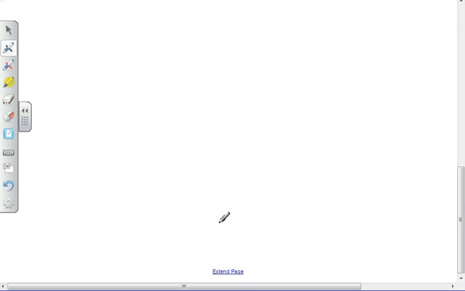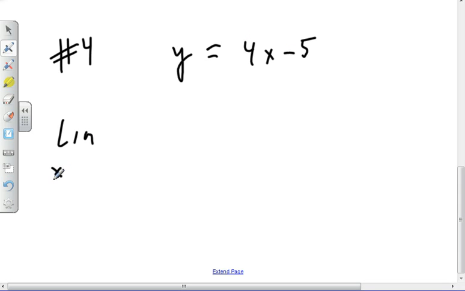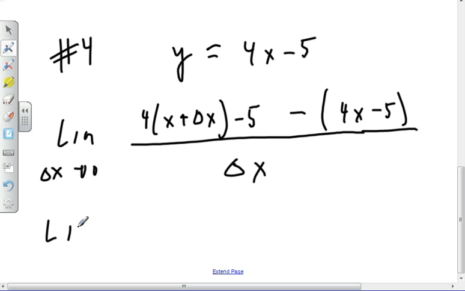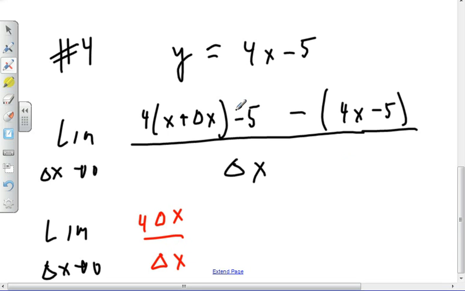And now I'm going to do number 4. And so I have y is equal to 4x minus 5. And I'm going to say limit as delta x goes to 0 of y at x plus delta x, 4 times x plus delta x minus 5, minus 4x minus 5, divided by delta x. Limit as delta x goes to 0, and now I've got a 4x, I got a minus 4x, they go away. I got a minus 5, I got a plus 5, they go away. I've got a 4 delta x divided by delta x. I can divide the delta x out of top and bottom. I get a final answer of 4.